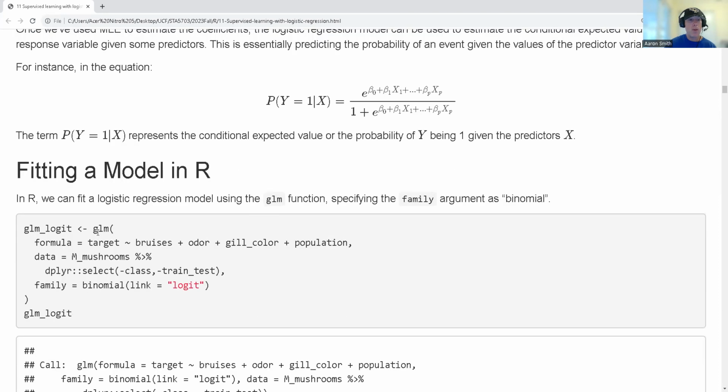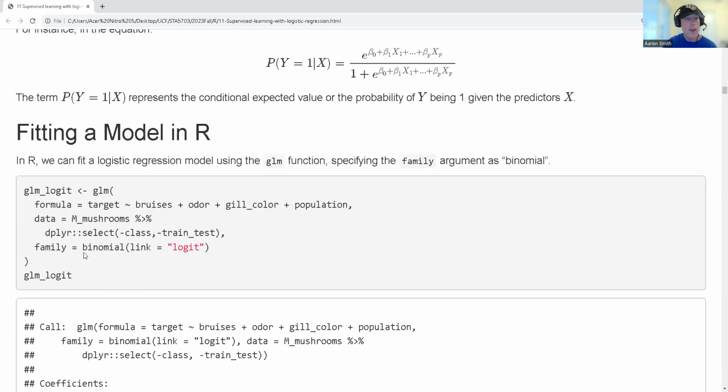Now, to fit the model, we're going to use the generalized linear model, GLM function in base R. And we need to specify our formula. We specify our data. And, oh, I neglected to restrict it to the training set. And then we need to specify the family. For logistic regression, we need to specify that it's the binomial family.